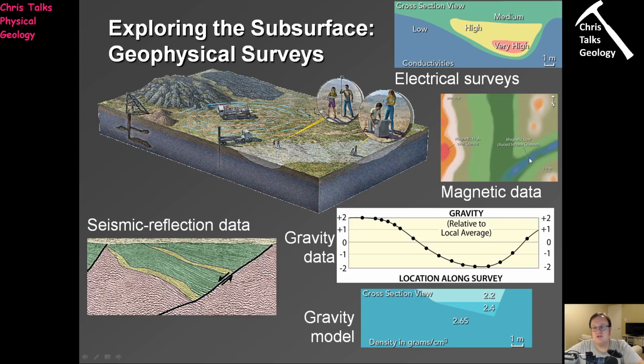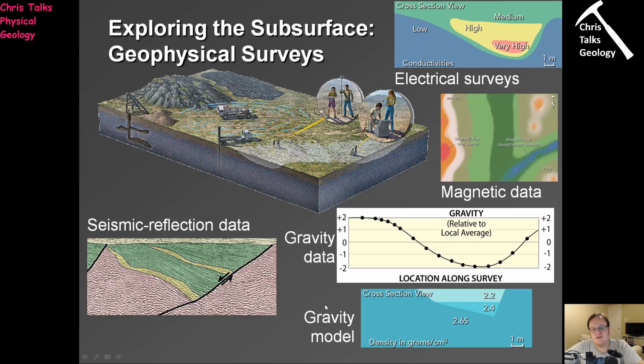Whereas over here, we can see we have a buried river channel. That's going to be filled with coarse clastic sediment, so sands and gravels. And so that is going to have a relatively low magnetic signature. And so we can use magnetics to see things like river channels in the subsurface.